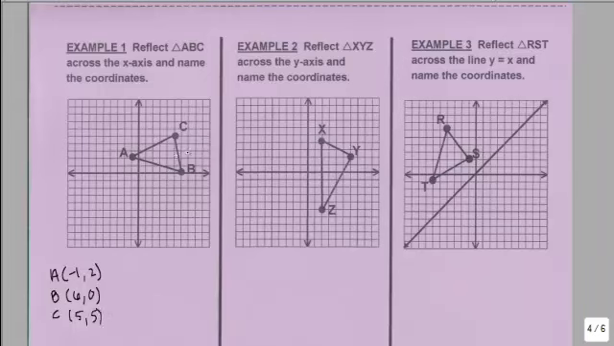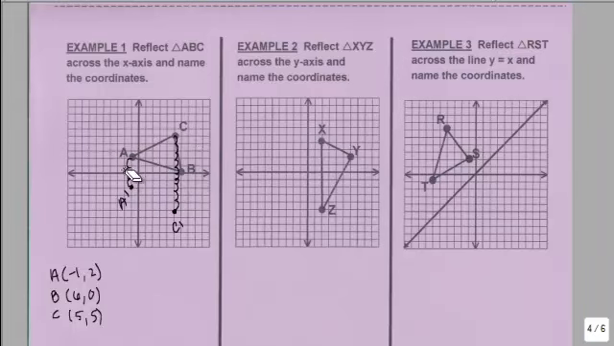And then we're going to reflect it across the x-axis. So all that means is we're going to count how many away it is from the x-axis above, and we're going to go in the opposite direction, so below. So A is 1, 2 above the x, so we're going to go 1, 2 below the x, and that will be A prime. C is 1, 2, 3, 4, 5 above, so we're going to go 1, 2, 3, 4, 5 below, and that is C prime.